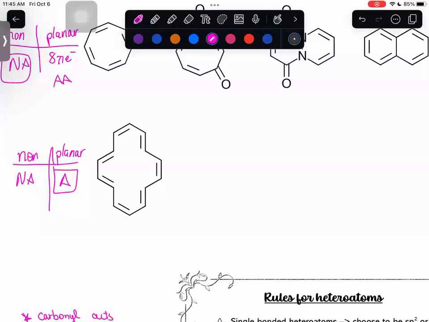Members means carbons, oxygens, nitrogens, any atoms that are inside the ring. Hydrogens do not count.